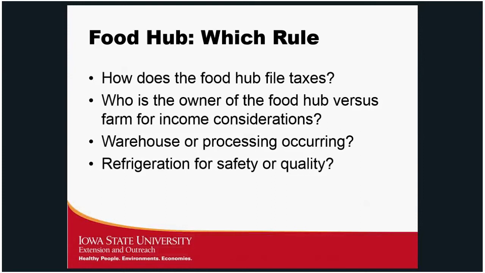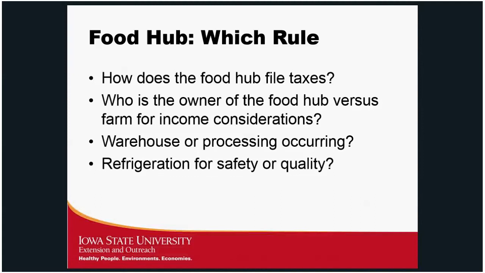If the owner is separate from the produce that's being produced, so these are separate entities, and the food hub is buying the produce and repackaging it and selling it, that's a warehouse situation. Versus the food hub actually producing some of the produce, and so they have to include that income going forward, and they could be considered a secondary farm.